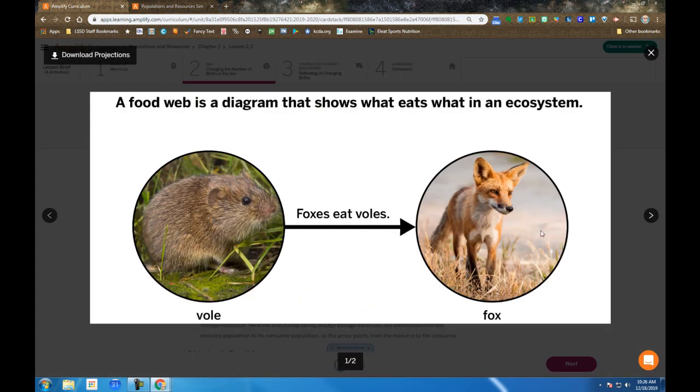And here we have the vole and the arrow pointing towards the fox. So it indicates that the foxes eat the voles. The key to understanding this is the direction of the arrow points the energy flow. It indicates that the energy from the vole will be going to the fox, or the vole goes into the fox.